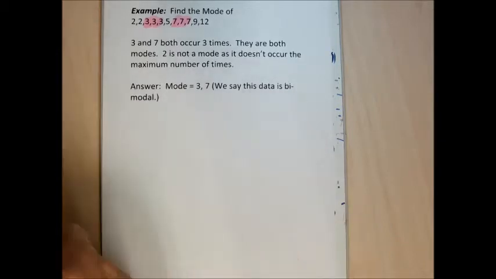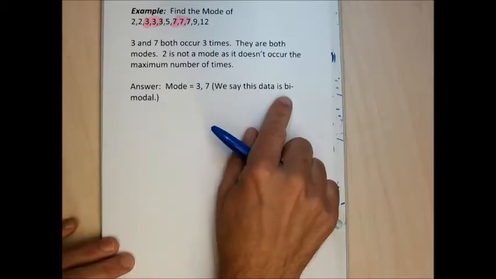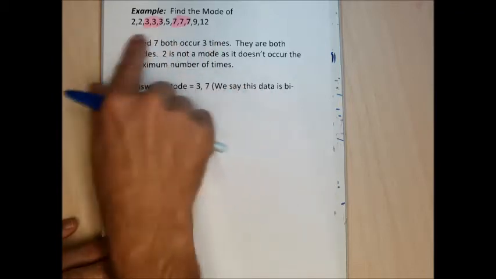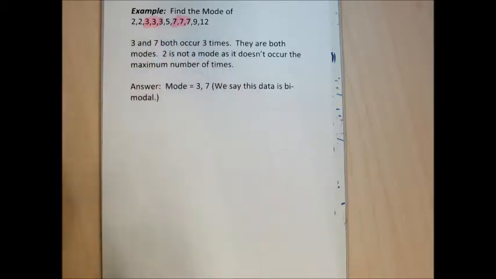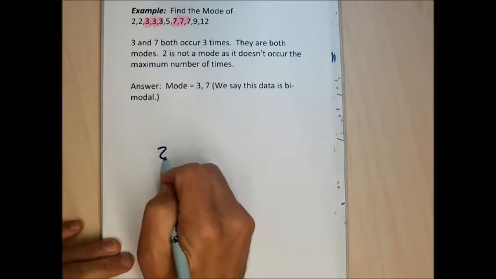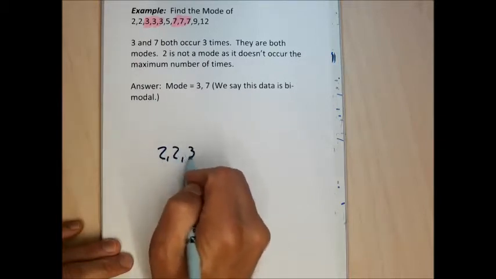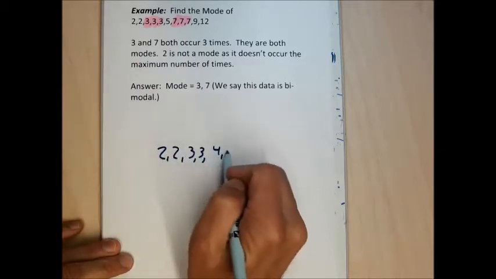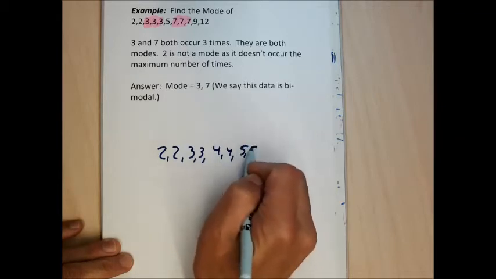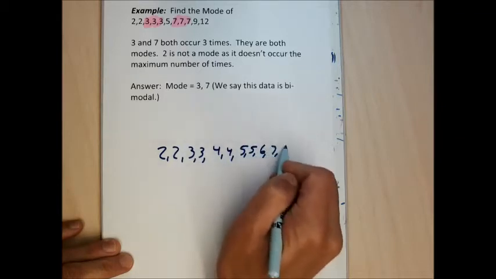You can be trimodal, I guess quadmodal. For our class, we'll never be more than bimodal. And again, if there's no numbers that occur more than others, like if this was the data, if the data was 2, 2, 3, 3, 4, 4, 5, 5, 6, 7, 8.